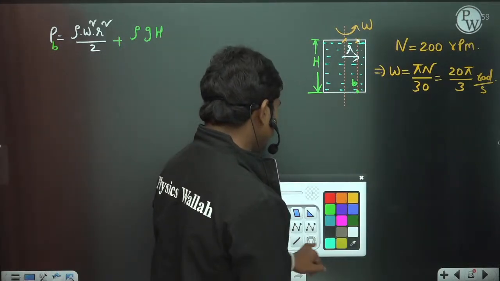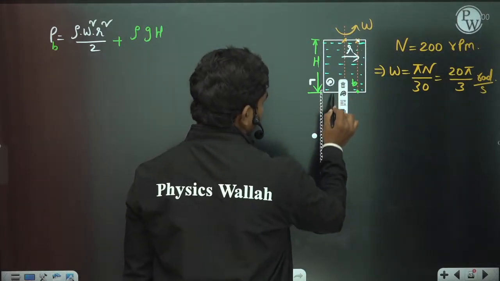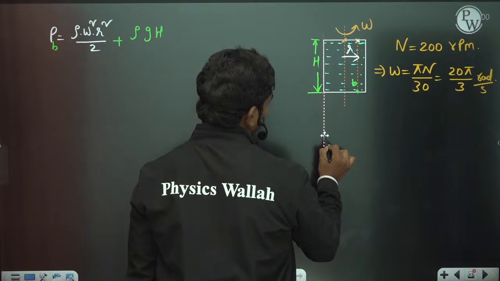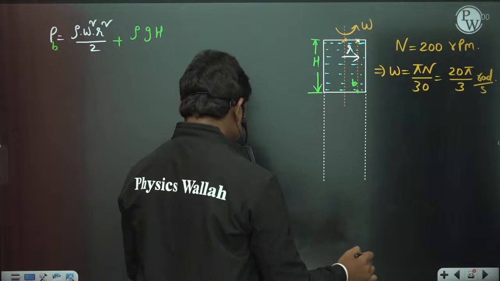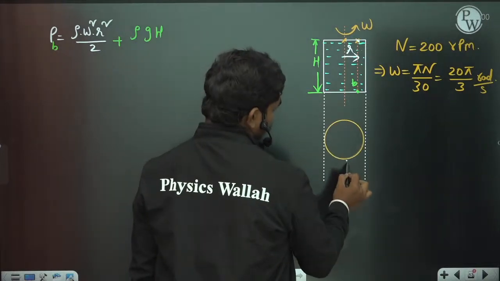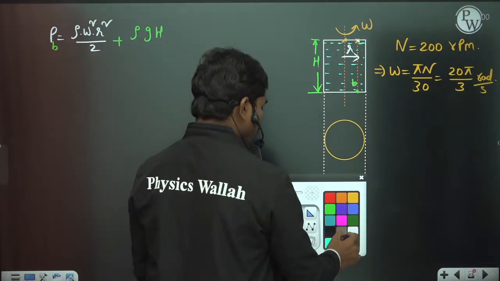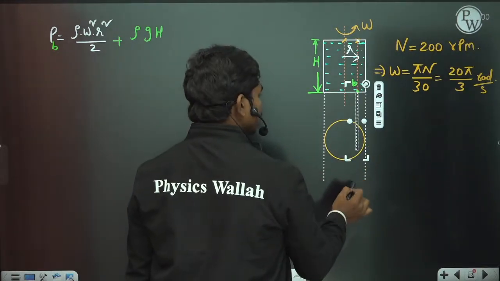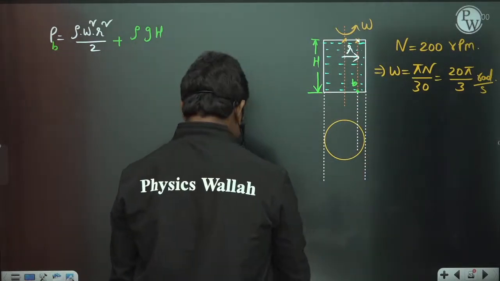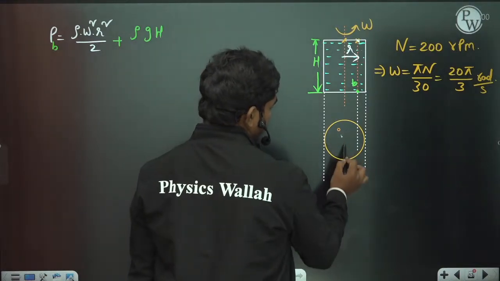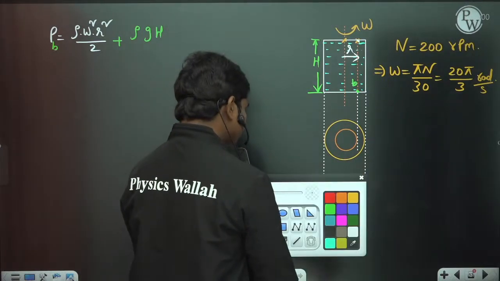So if you take a top view of this, this is the cylinder. At a radial location r, let us suppose you take some small element.